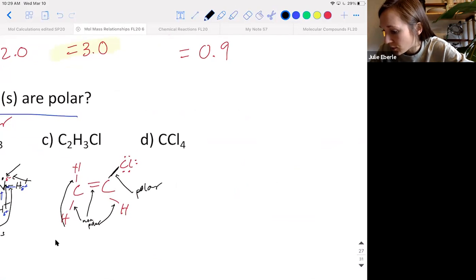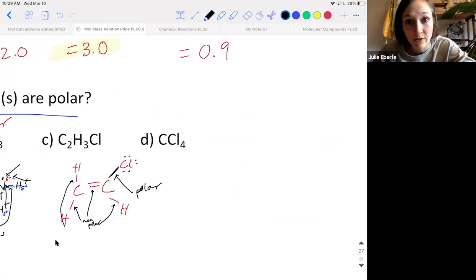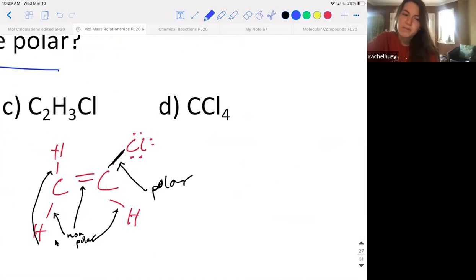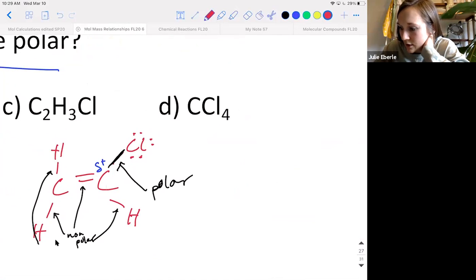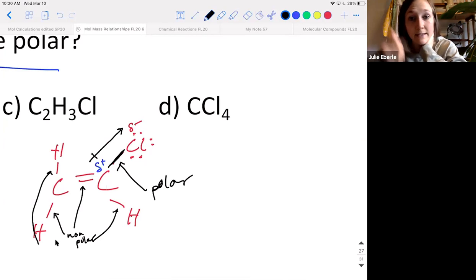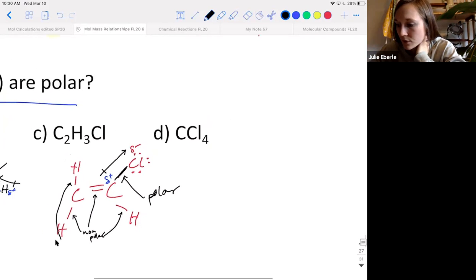And where am I going to put the partial positive? Because we have a separation of charge. The carbon? Yep, right there. And then the partial negative goes on the chlorine, you got all these lone pairs on that chlorine as well. So now we draw the dipole in, pointing from the positive towards the negative. So that is a polar molecule because that doesn't cancel out with anything. If you consider the shape of this molecule, there's no symmetry, doesn't cancel. So this one is polar.